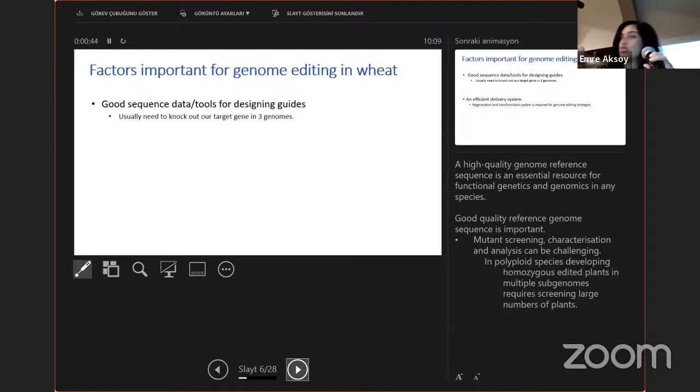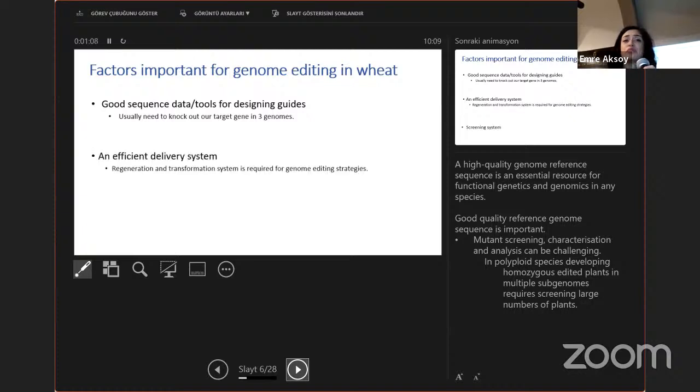In wheat genome editing, and actually all genome editing, one of the important factors is good sequence data and tools for designing guides. If you haven't got good detailed sequence data, you can't design them. And in wheat, again, a big genome, good sequence data was only revealed recently, in 2018. I will tell you more details a bit later.